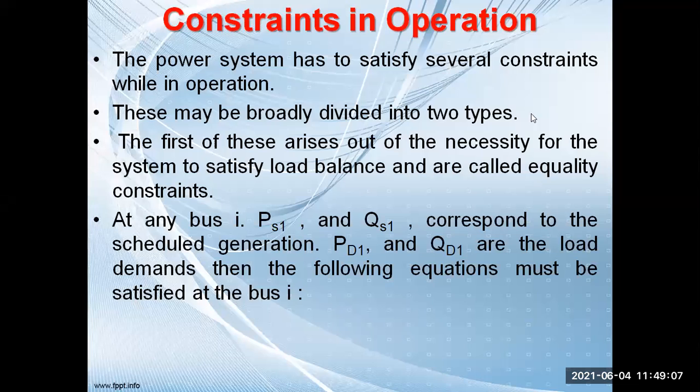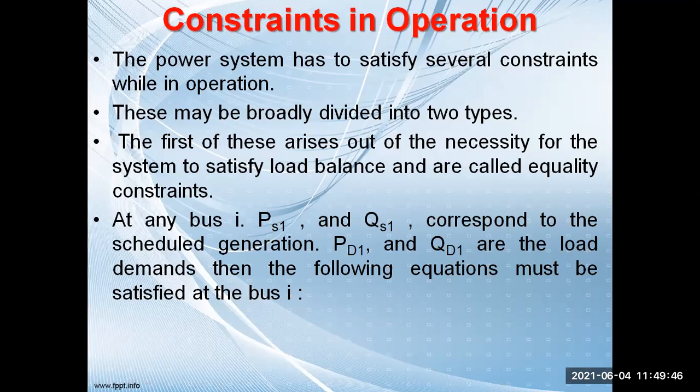The power system has to satisfy several constraints while in operation. These may be broadly divided into two types. The first of these arises out of the necessity for the system to satisfy load balance and are called the equality constraints. So the first condition should be the equality constraint. In equality constraints, we need to satisfy the load balance equation. Load balance equation means the total generation should be equal to total load. At any bus, the total generation should be equal to the total load.